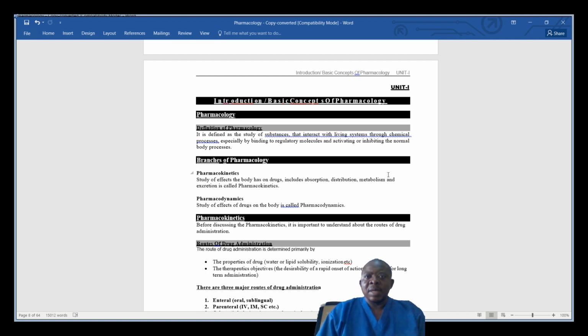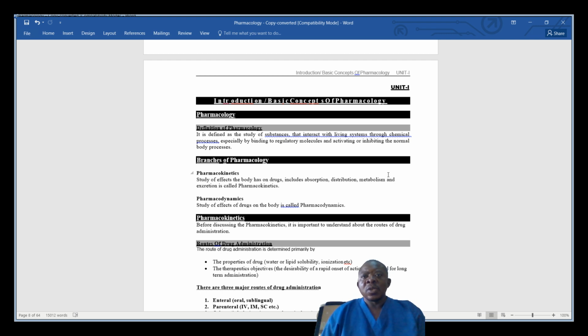Okay, so these chemical substances, we study them and look at how they interact with the body or the living system. So it is through understanding of these chemical processes, how they bind with the molecules within the body, and how they activate or inhibit certain things within our living system, that is what we call pharmacology. So pharmacology is the study of substances that interact with living systems.